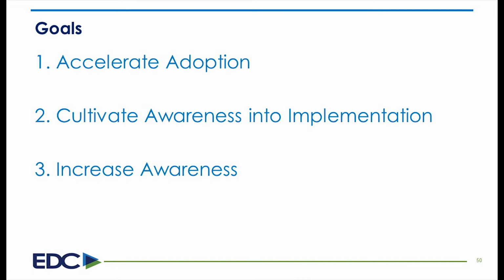We will have a systems engineering approach to help agencies understand what their needs are. If I was to go into the goals, the goals are accelerate adoption, cultivate awareness into implementation, and lastly, increase awareness. I think AASHTO AII from 2013 to 2016 has been incredibly effective at increasing awareness to where I think we can focus with Everyday Counts 4 primarily on goal 2 and 1.